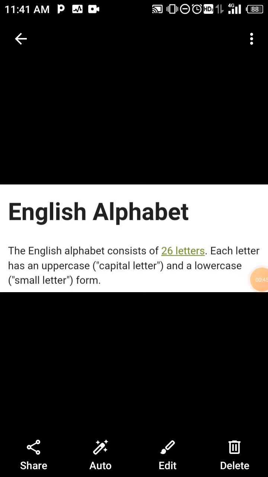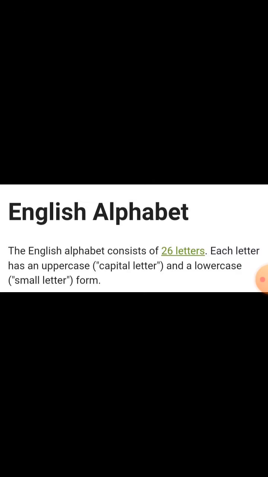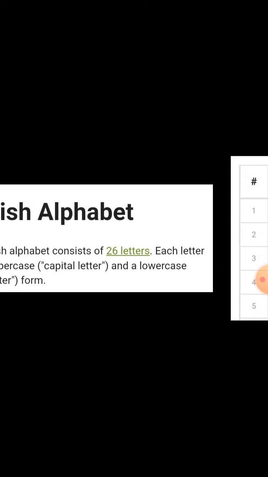The English alphabet consists of 26 letters. Each letter has an uppercase, capital letter form and a lowercase, small letter form. Means there are two cases. But what are uppercase and lowercase? Uppercase, capital letter means big alphabet, and lowercase, small letter means the small letter form.